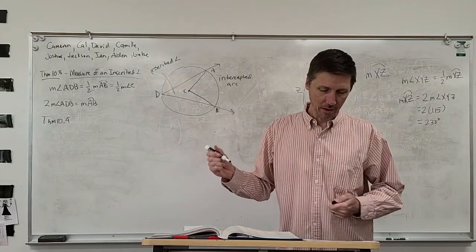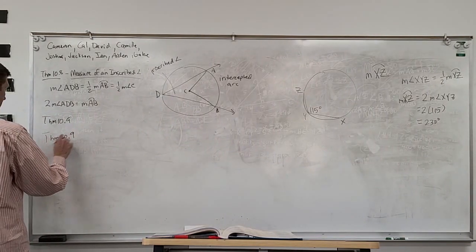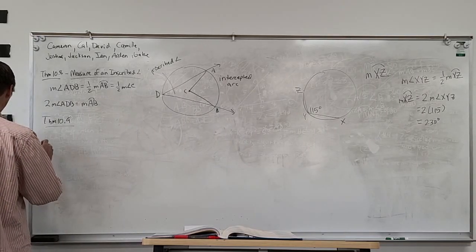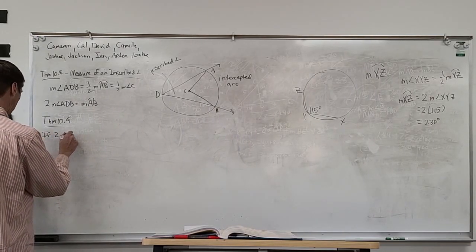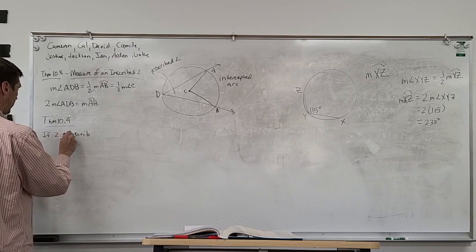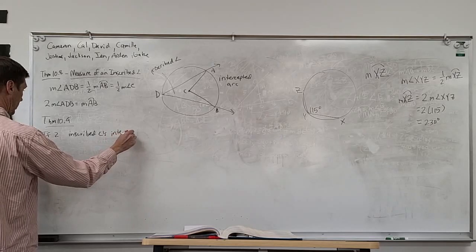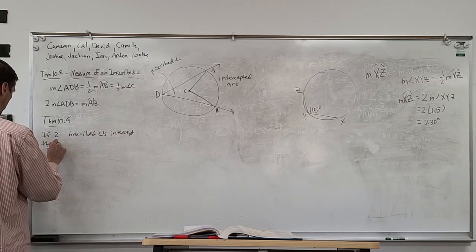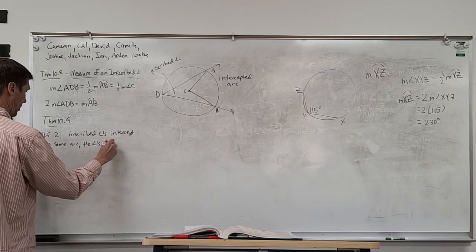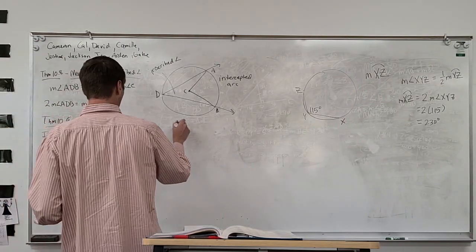Probably no one there. All right, what if we had theorem 10.9? Theorem 10.9 is 2 inscribed angles. So if 2 inscribed angles intercept the same arc, the angles are congruent. In other words, let's draw this here.